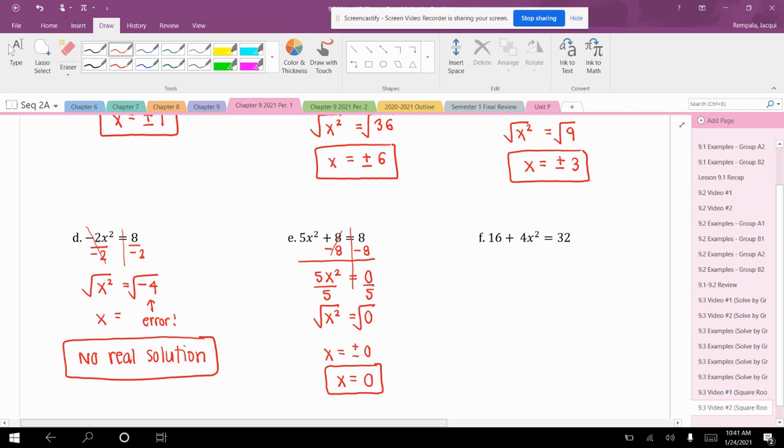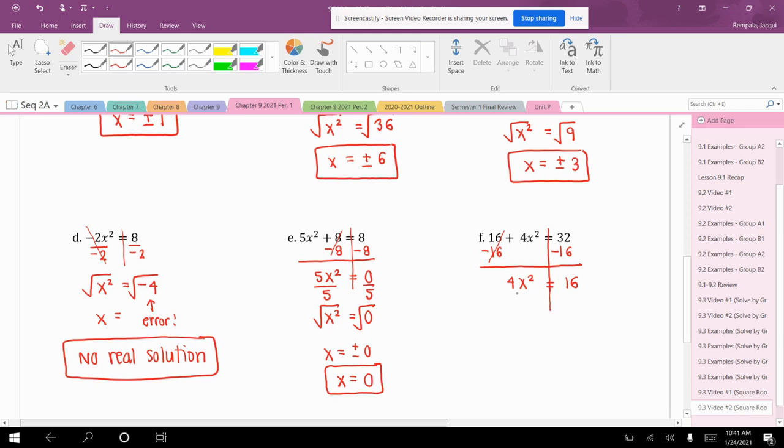Okay, last example we're going to do together before I have you try one by yourself. Notice how 16 plus 4x squared equals 32. We've got two numbers on the same side as the x squared. 16 is the number that is not connected, so I have to move that first. Because it's positive, the opposite of a positive is a negative. So I'm going to subtract 16 from both sides. That will then get rid of the 16 on the left, leaving you just with the 4x squared. 32 minus 16 is 16.